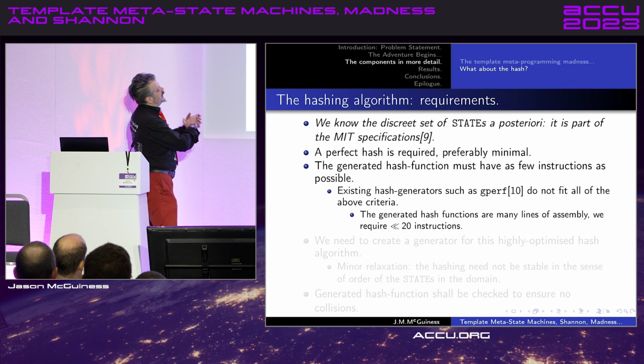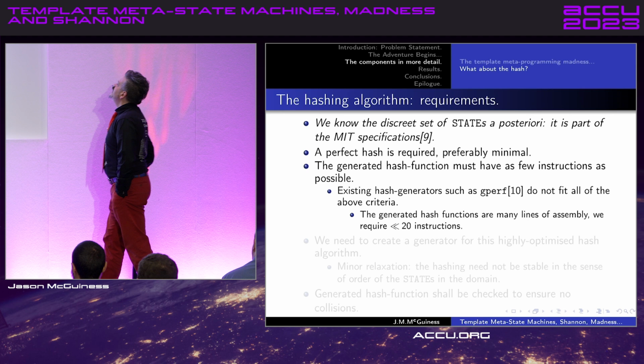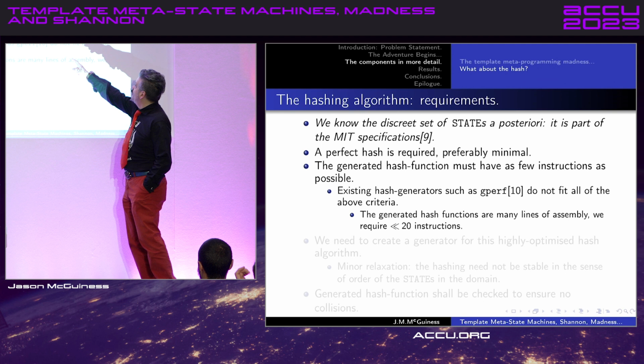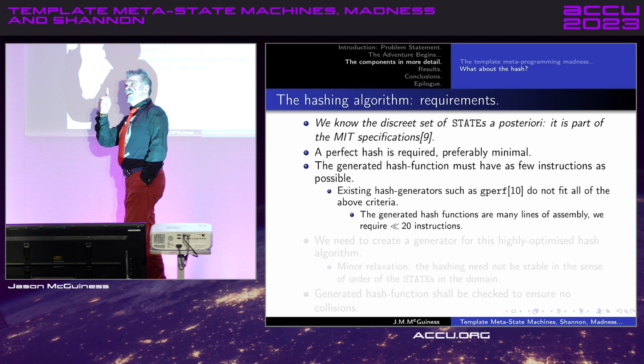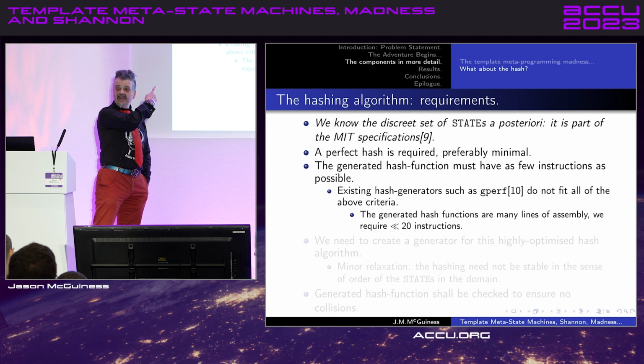Okay. I've been kind of glossing over the elephants in the room. The hash. We know a discrete set of states a posteriori because it's just part of a specification that you can download from the web. Some people said, isn't it a priori? Slightly different. A priori means that you have no prior knowledge. A posteriori means you have prior knowledge. In this case, we specifically have prior knowledge. We have the specification that we can look at and get the details from.